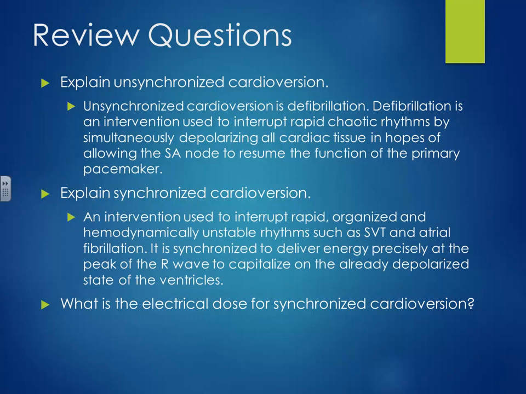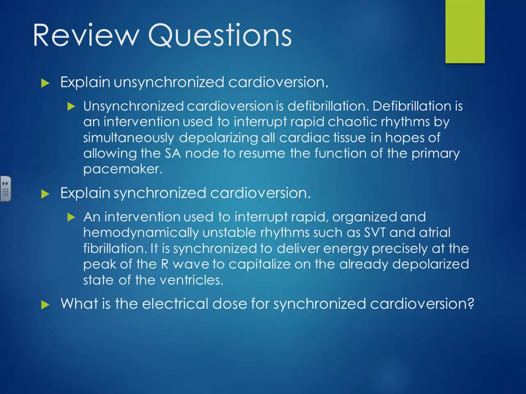It interrupts rapid, organized, and hemodynamically unstable rhythms. Synchronized to deliver energy precisely at the peak of the R wave to capitalize on the already depolarized state of the ventricles. What's your electrical dose for synchronized cardioversion? 50 to 100?